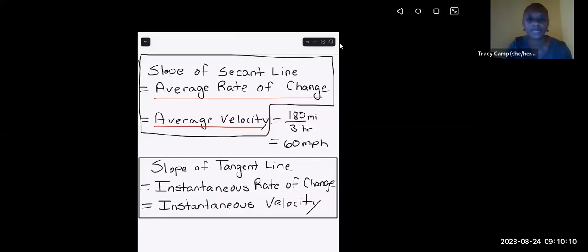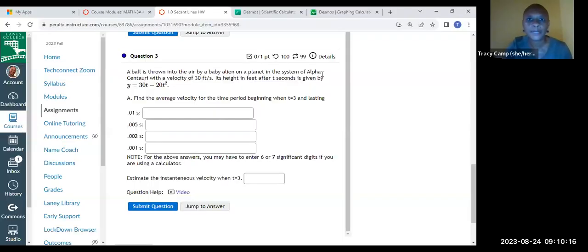So for problem number 3, where we're being asked to find the average velocity, they're asking us once again to do the same thing that we did in problem number 1, which was to find the slope of the secant line. And then notice at the end of the problem, it says find the instantaneous velocity, or estimate it once again, which means they're asking us to estimate the slope of the tangent line.